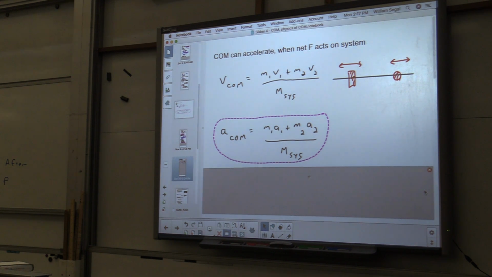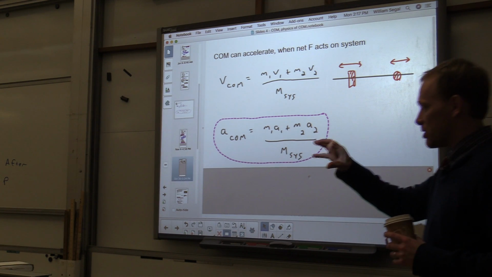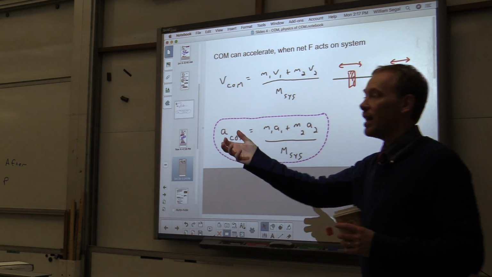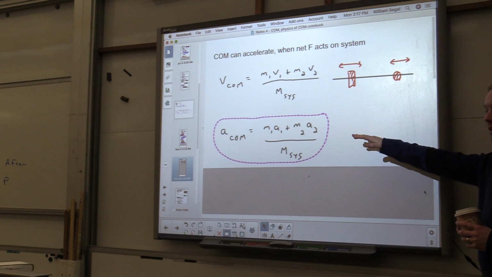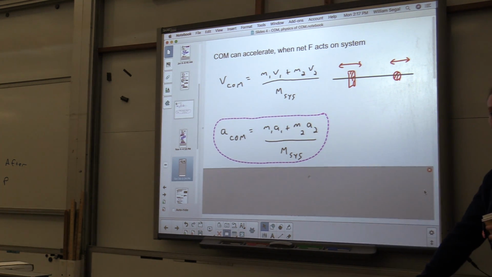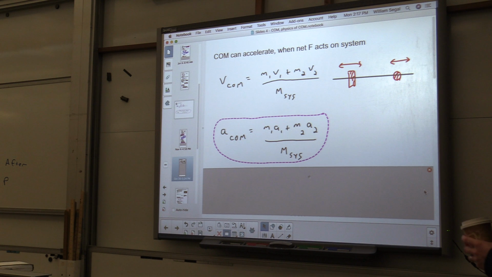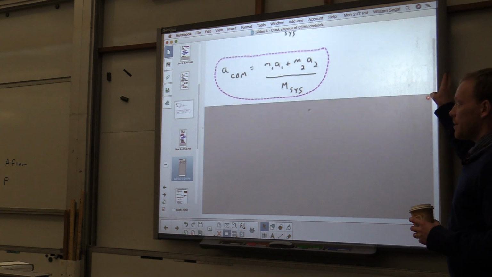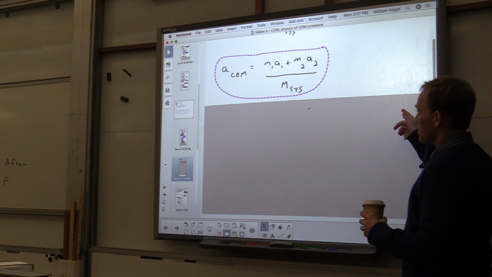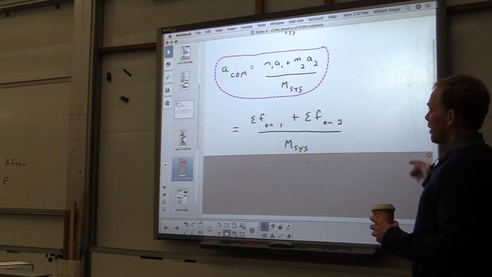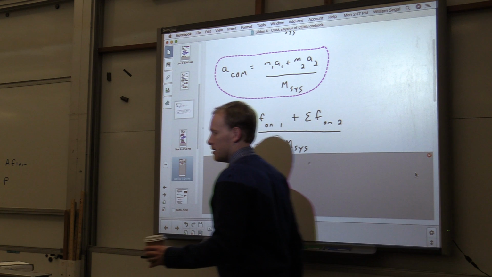There was a moment in the last slide where you realized that you could talk about the momentum of the system by treating the system as just one object whose velocity was the center of mass velocity. I'm going to do some stuff that leads to a similar result having to do with acceleration. You don't need to copy down all of the steps, but I hope that you'll follow them. How did I go from this line to this line?